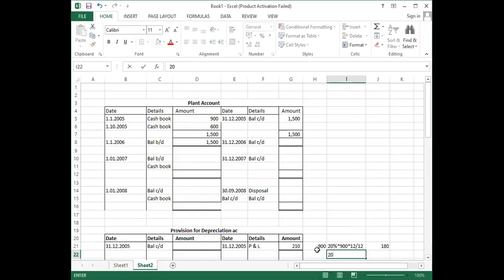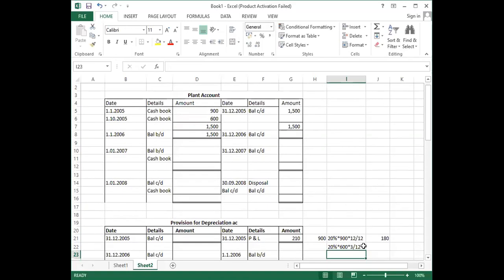The other machine, let us not be lazy. Accountant is not for lazy people. The other machine cost us 600, so 20% multiplied by 600. And it was with us for how long in that year? We bought it on October 1st. How many months was it with us? 3 months. So here we have multiplied by 3 over 12. What will be that? Someone to give us the figure?